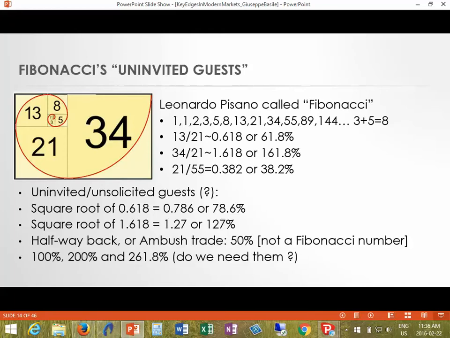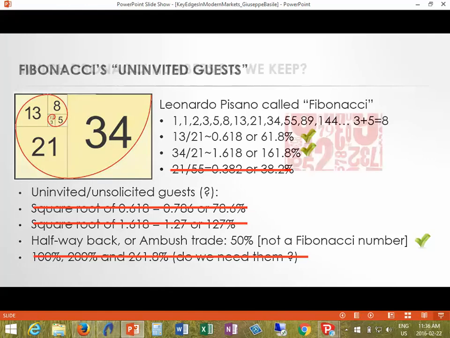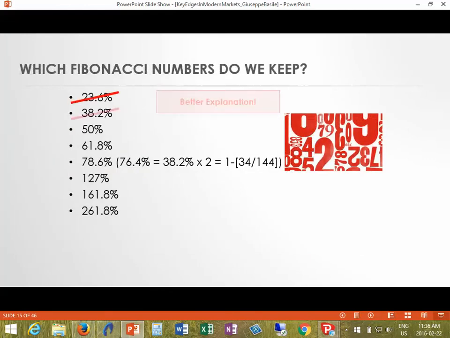We have the 50% level, which is not even a Fibonacci number. So there's a lot of engineering there, so we have to keep only some of the numbers, and these are the numbers that I keep. Right, so I scratch everything.